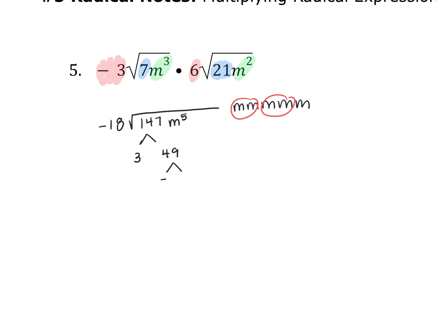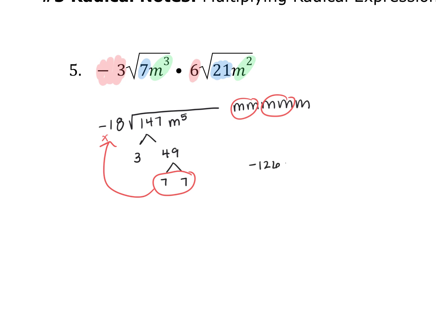49 divided by 7. Yep, got one of those. So 7 times 7 is 49. So that's going to be my pair. So I'm going to circle my pair of numbers. So that's going to come out as 1, 7, and you're going to multiply it by that -18. So 7 times -18 is going to give you -126. So my outside number for this one is -126.